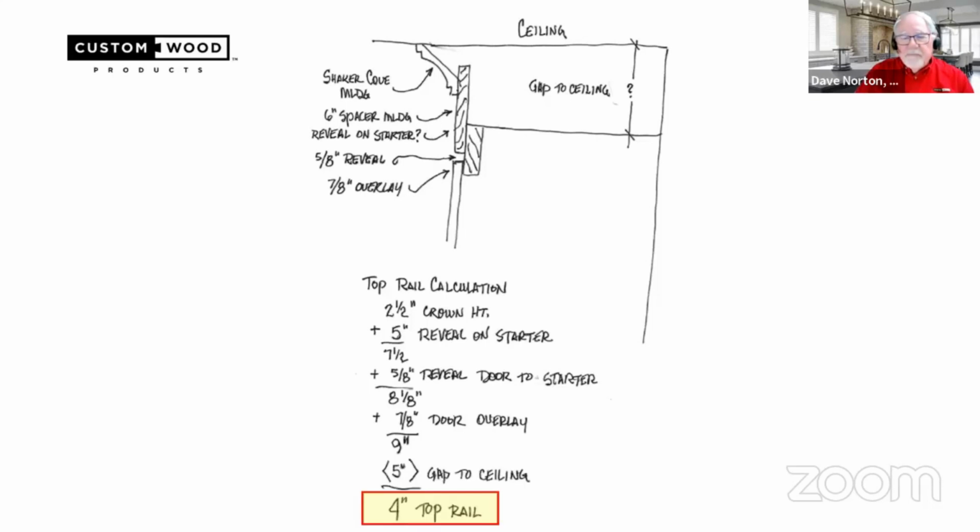And you define the gap to the ceiling. In this case, I chose 5 inches, which left me with a 4-inch top rail. If you said it was 6 inches, you'd have a 3-inch top rail.